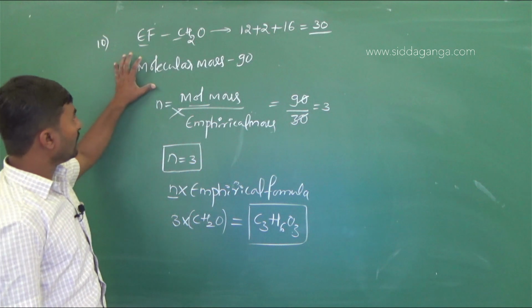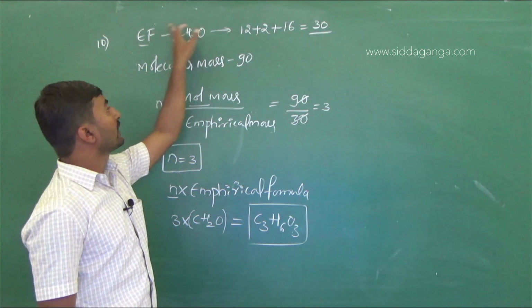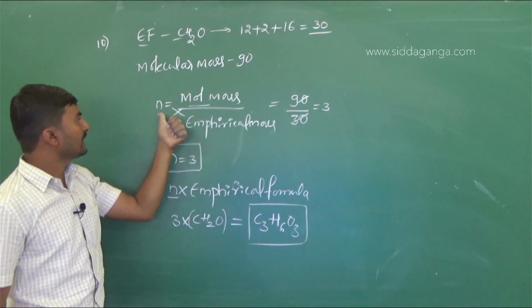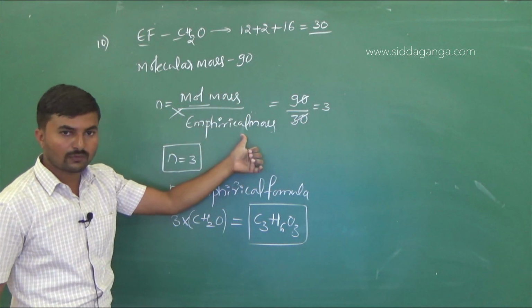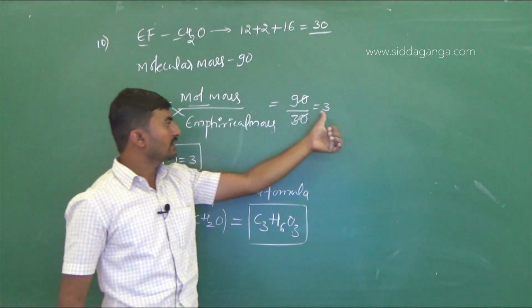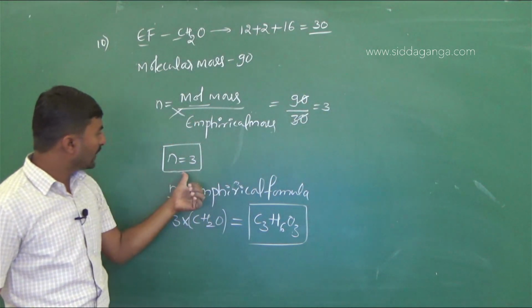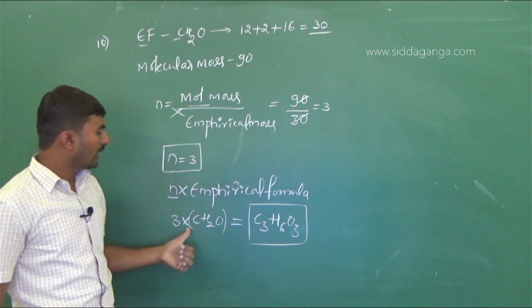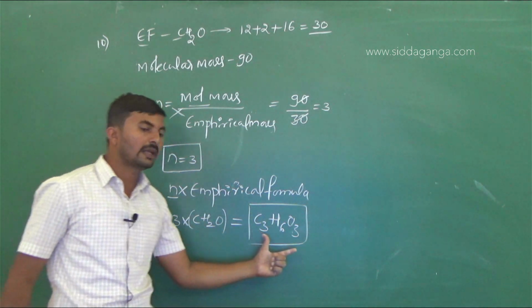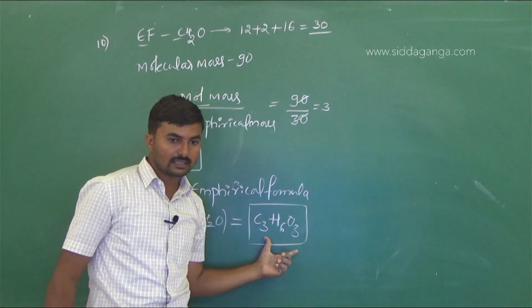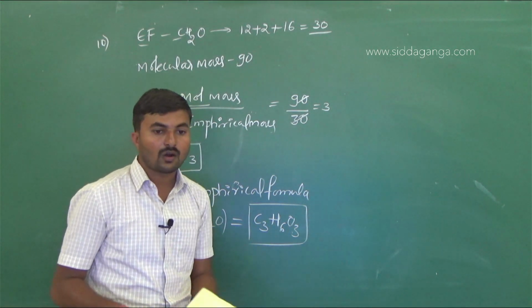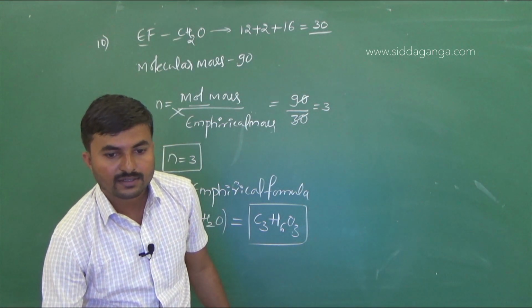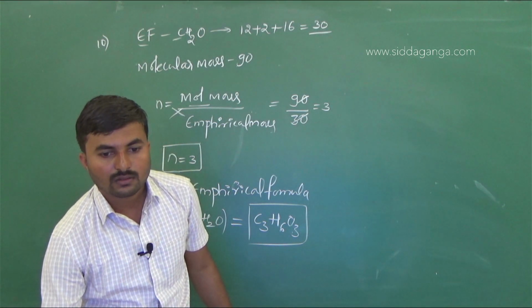First, the molecular mass is given, we have to identify the empirical mass, and we know the formula, that is N is equal to molecular mass by empirical mass. So 90 by 30 is 3. The value of N becomes 3, and by using this formula, N into empirical mass or empirical formula, we are going to identify the molecular formula, that is C3H6O3, option 1. It is in option 1, C3H6O3. So the next question.